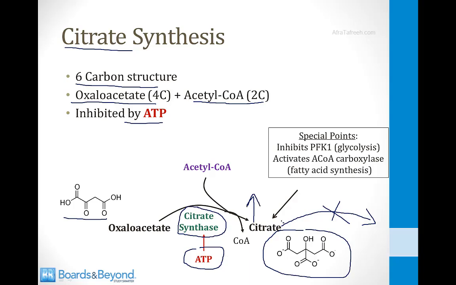Therefore, the cell will use citrate as a marker of high energy levels, and when citrate levels are high, it will inhibit other pathways. Citrate can inhibit glycolysis by inhibiting phosphofructokinase 1, and this should make sense to you. When ATP levels are high, citrate gets high, and therefore the cell does not need to do glycolysis. In addition, when citrate levels get high, this will activate acetyl-CoA carboxylase, which is an important enzyme for fatty acid synthesis. When citrate levels get high, it signals that there's lots of energy around, and therefore the cell wants to begin storing that energy in the form of fatty acids.